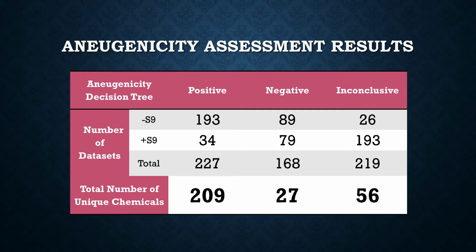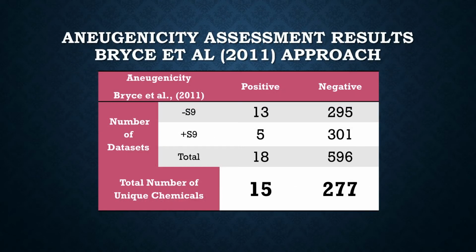There seems to be too many positives for hypodiploidy using this approach. Therefore, we attempted the approach proposed by Bryce et al. to assess hypodiploidy frequencies. In this approach, a positive call is based on at least 3-fold changes for micronucleus and at least 10-fold changes for hypodiploidy.